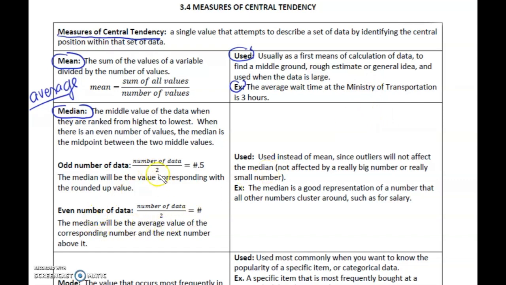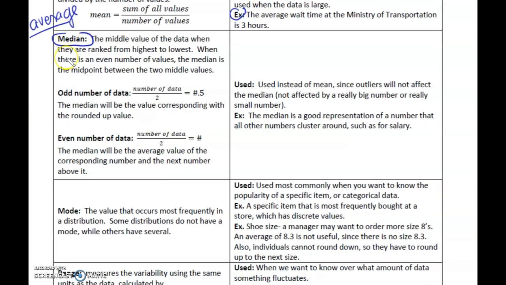Okay, median. Median and mode kind of go together because the first step for median and mode is that you have to list the numbers in numerical order. What the median is, it's the actual middle value of the data when they're ranked from highest to lowest, or lowest to highest is fine as well. But when there's an even set of numbers, say there's 4 numbers, 1, 2, 3, 4, the median will be the average or the mean of the middle 2 numbers.